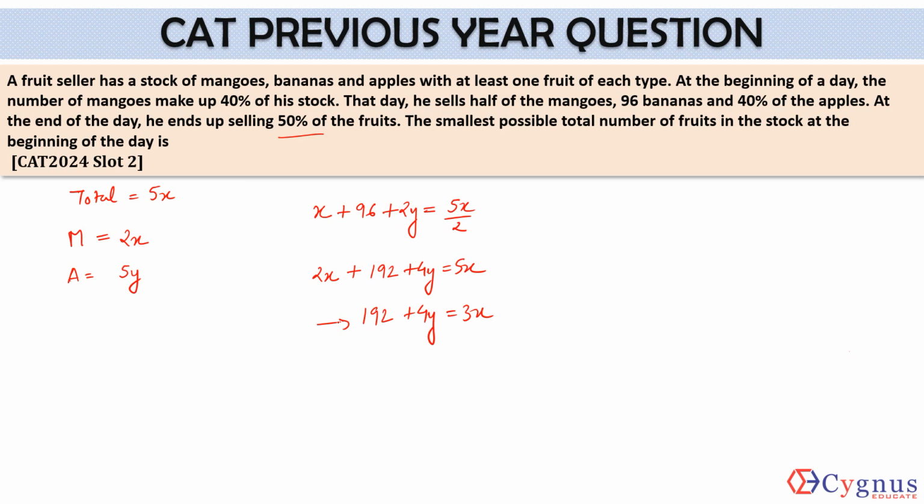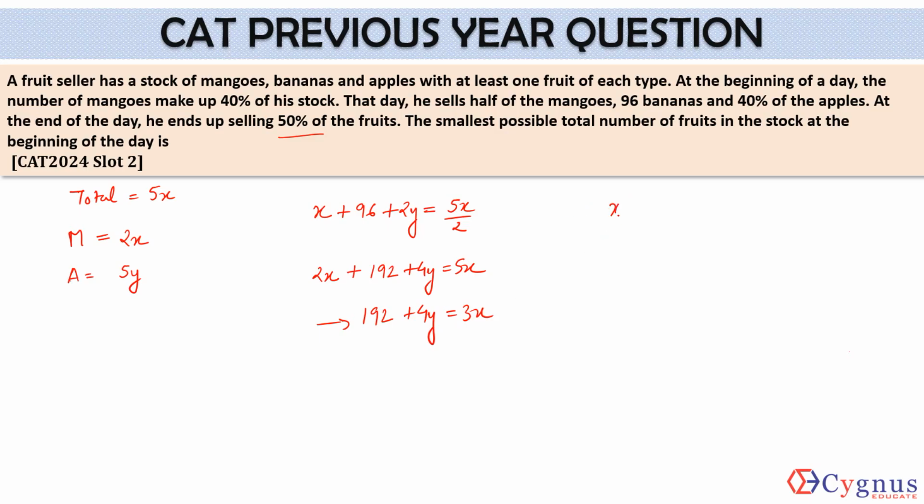So it's a case of special equation, but we know that these x and y must be integers because I sold how many apples here, how many mangoes here? X. It should be an integer. Yes or no? So let's try to find out the values of x and y here. I'm looking for what? The smallest possible total number of fruits in the stock at the beginning of a day.